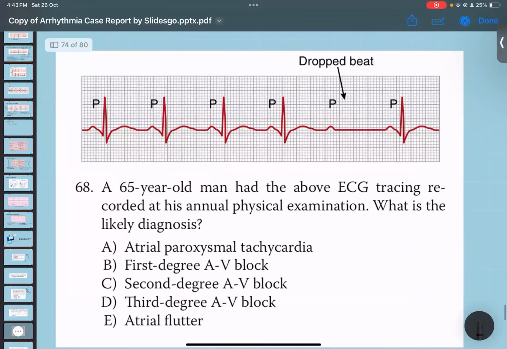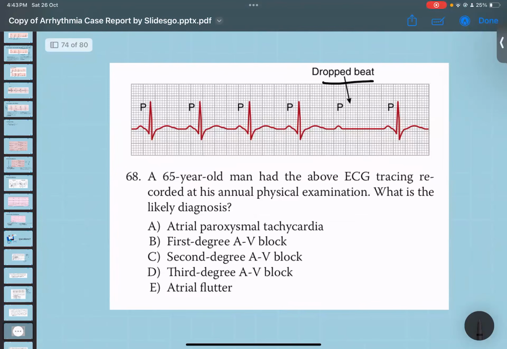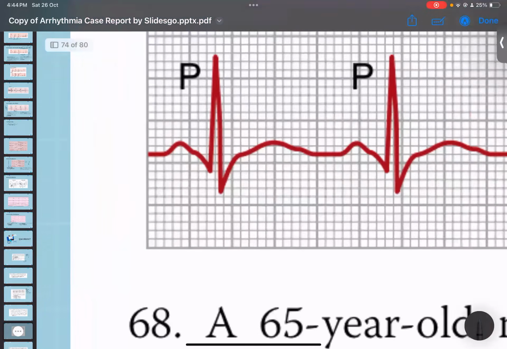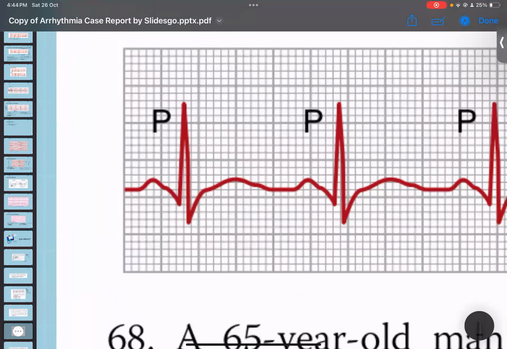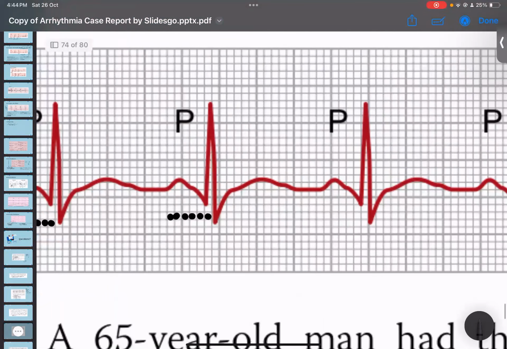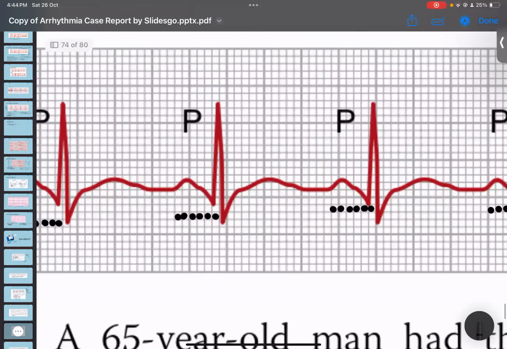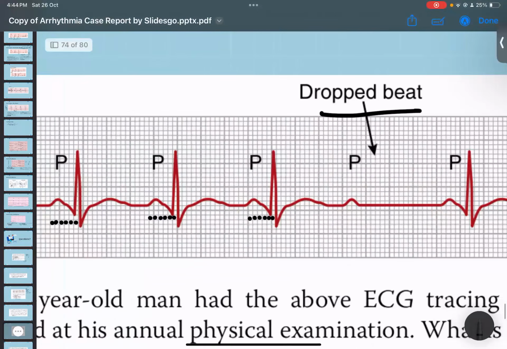Now this one, the drop beat clearly points to second degree AV block, but again, let's just solve this. What type of second degree AV block is this? So here you can see that this is supposed to be 1, 2, 3, 4, 5, 6. 1, 2, 3, 4, 5, 6. Okay, so I would assume that the PR intervals here are normal, and then there's a drop beat.